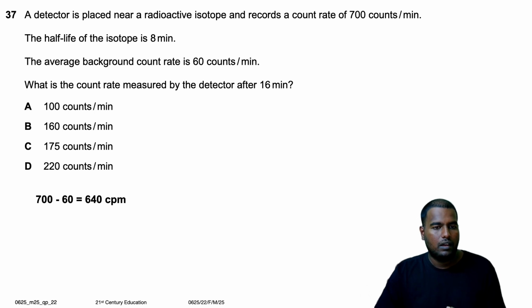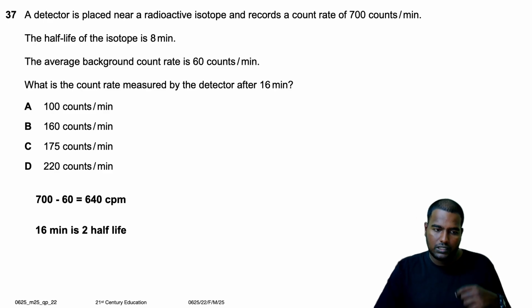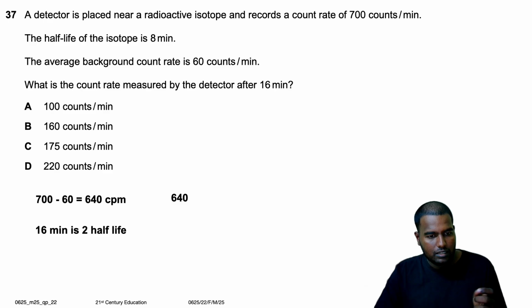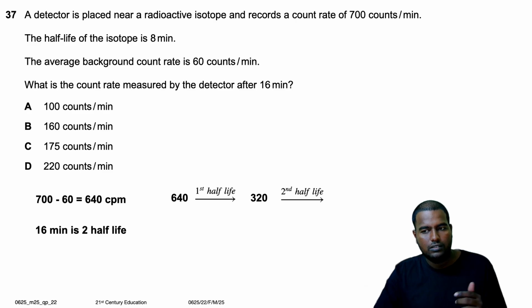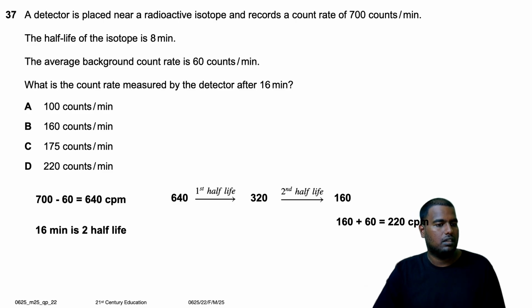After 16 minutes they are asking, meaning it is two half-lives. First we have 640 counts per minute. From this, one half-life is half, which is 320. In the second half-life, another half will be gone, which is 160. But this will not be shown on the instrument. It will be shown plus the background radiation. So 160 plus 60, which is 220 counts per minute. Option D.